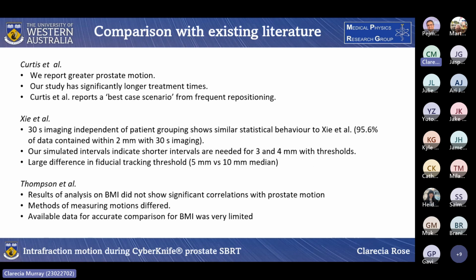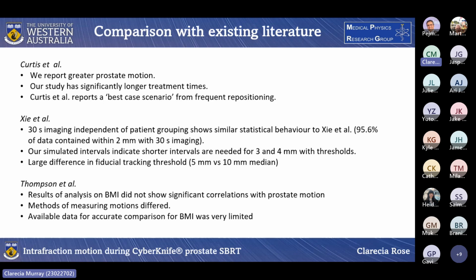Comparing it with the 3 studies that were mentioned at the outset, this study reports greater intrafraction motion than what was reported by Curtis et al. However, Curtis et al. do disclose that they report a best case scenario due to frequent repositioning. And our study does have significantly longer times. Our study had a 35-minute mean treatment time compared with their study, which was 7 minutes mean treatment time.